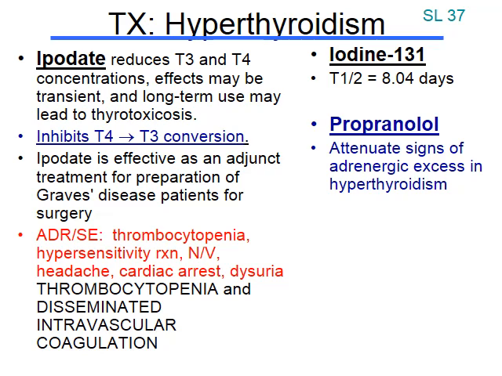Iodine 131, radioactive iodine, has a half-life of about 8 days. This drug works by entering the thyroid tissue and emitting radiation, which will become toxic to the tissue. The tissue can begin to die, and therefore will not release as much thyroid hormone as if the radioactive iodine were absent. And this is a way of controlling the release of thyroid hormone. And propranolol, a beta blocker, can be used to attenuate signs of adrenergic excess in hyperthyroidism.